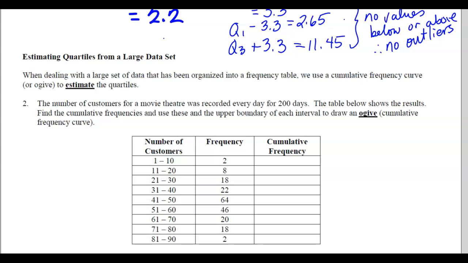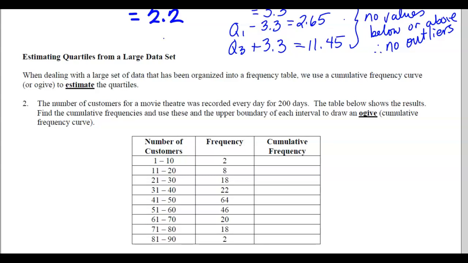So on 2 of the days, there were between 1 and 10 customers. On 8 of the days, there were between 11 and 20 customers. On 18 of the days, there were between 21 and 30 customers. Okay, so that's what this data represents. So the results are there.